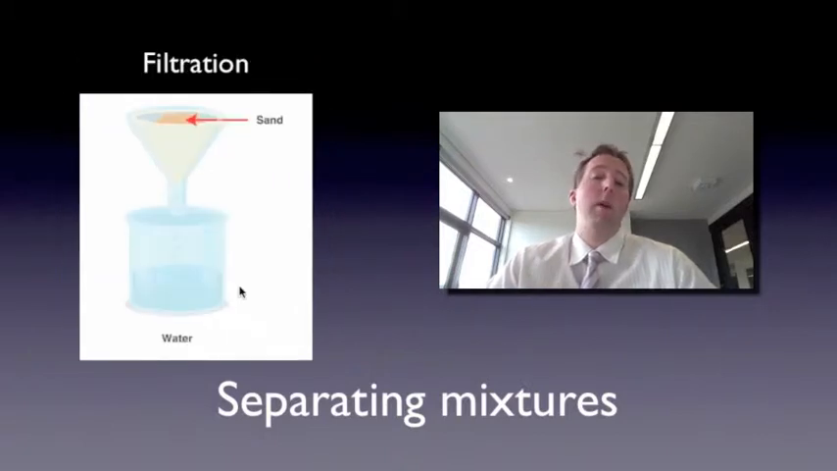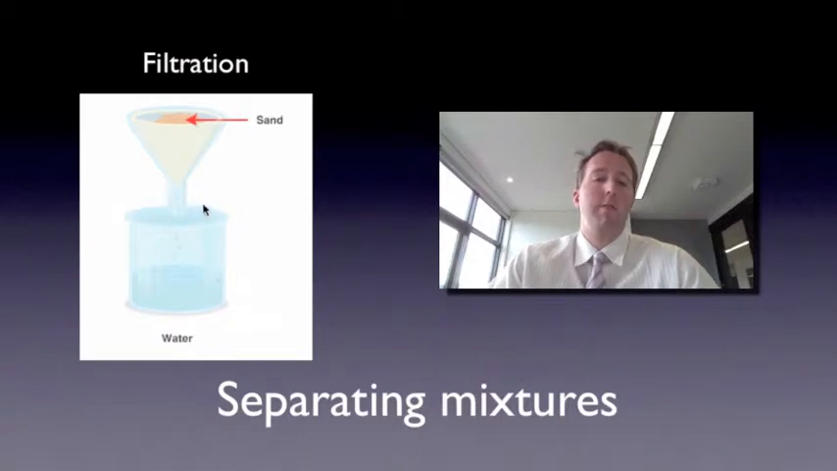Another way of separating materials is via something called filtration. So let's say I had a mixture of sand and water. What I would do is I'd get a little bit of filter paper. So this is this triangular cone here. And what I would do is, it's made of paper, this is called filter paper. I'd put my mixture of sand and water into this filter paper.